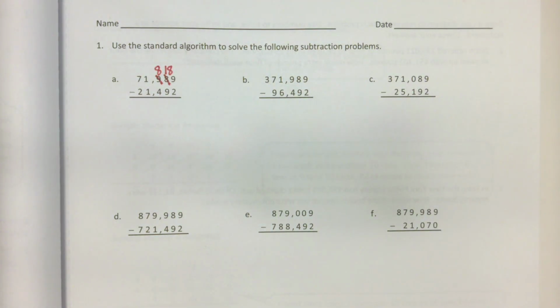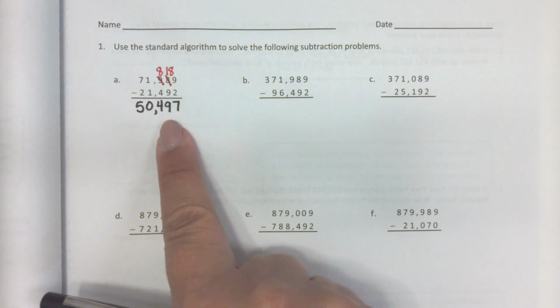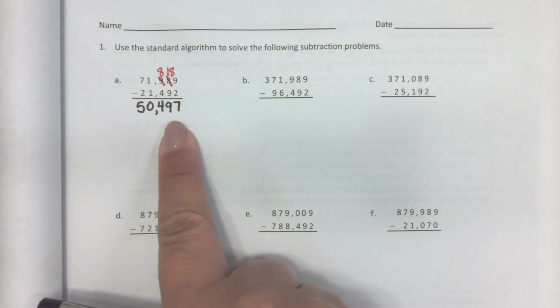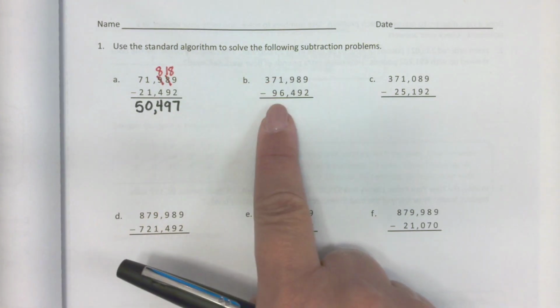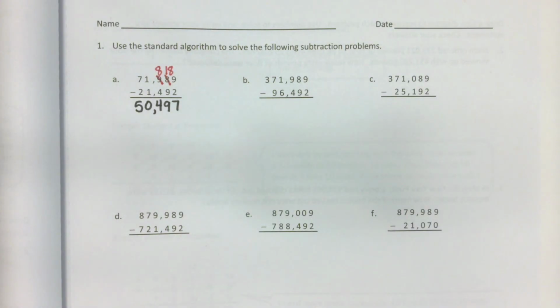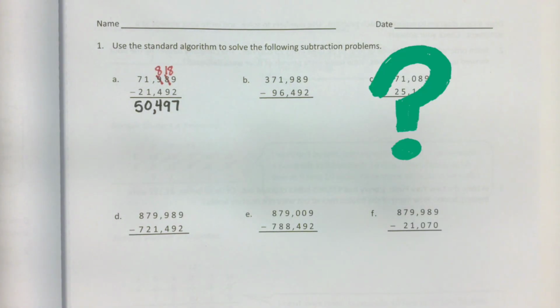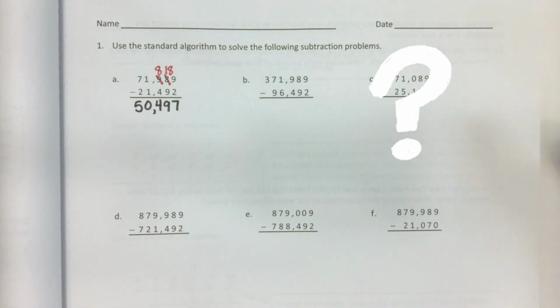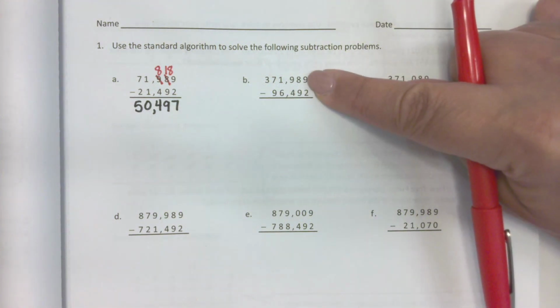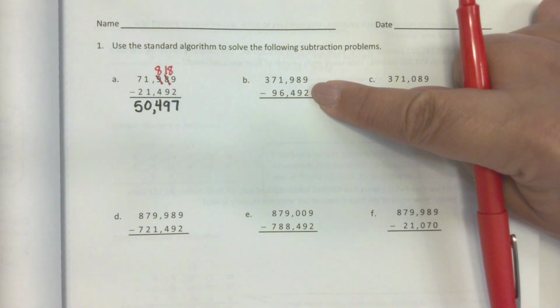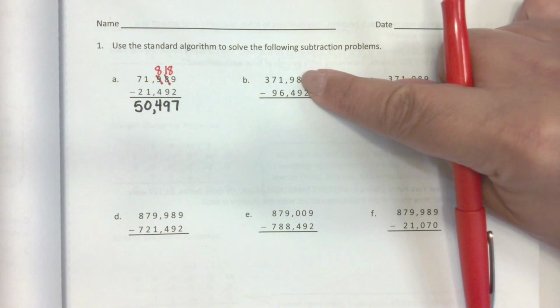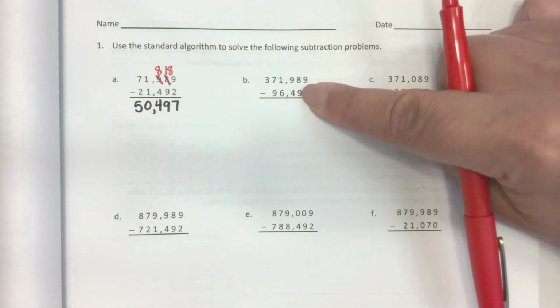Pause the video. When you're ready to check your work, then press play. Did you get 50,497? Great job. Okay, let's look at letter B. First, we have to ask, is it ready to subtract? Check all the columns. In the ones, is 9 minus 2 ready? Yes, that's fine.